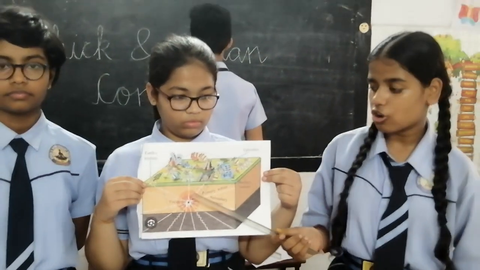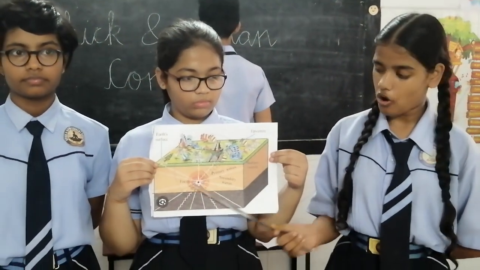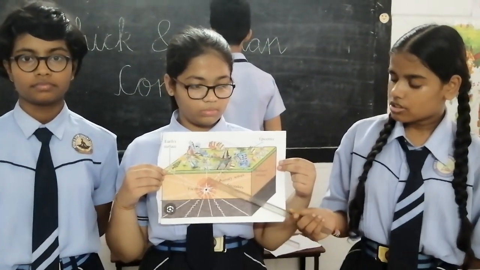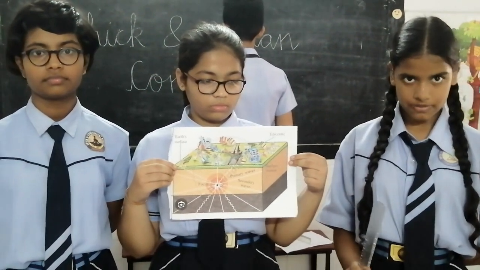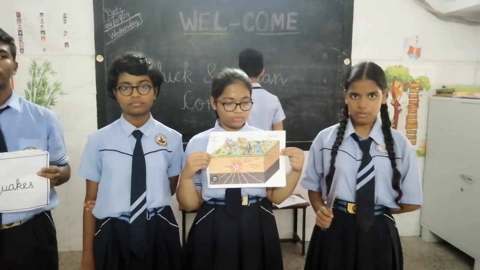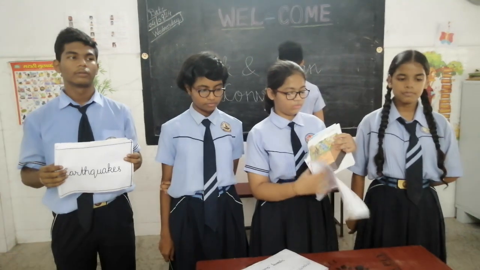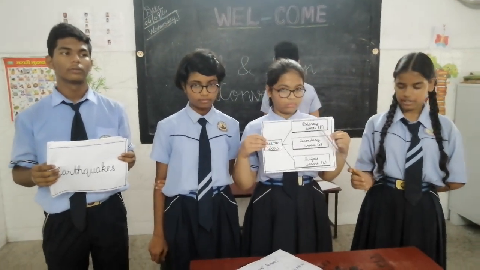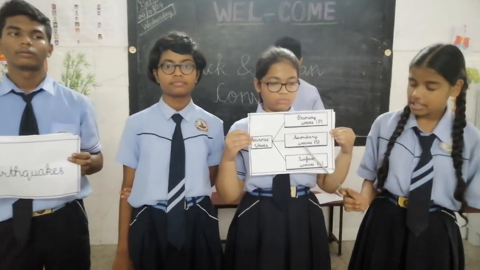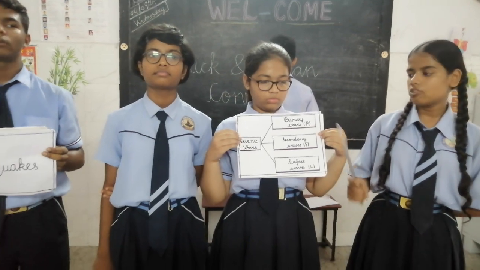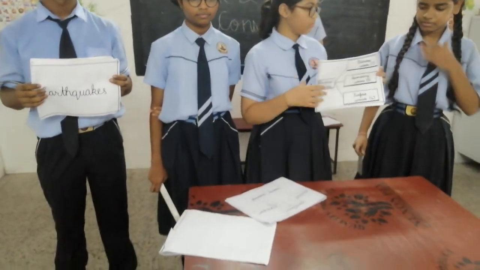When the tension is released at the focus, energy is scattered in all the directions. So this energy comes on the Earth's surface in the form of waves. These are known as seismic waves. Seismic waves are of 3 types. First is primary waves, which are known as P waves. Second is secondary waves, which are known as S waves, and third is surface waves, which are known as L waves. Now let us learn about primary waves.